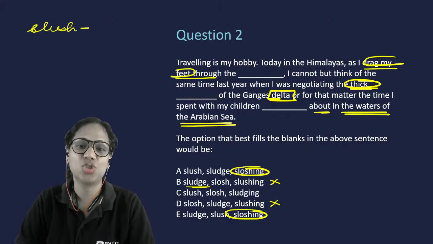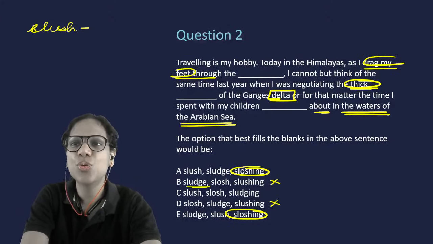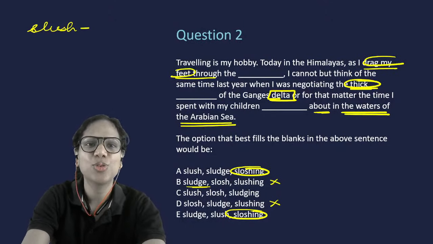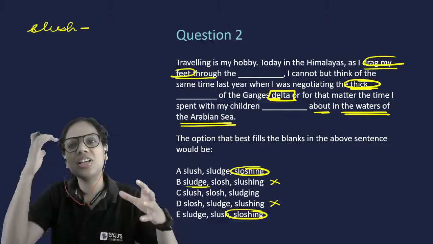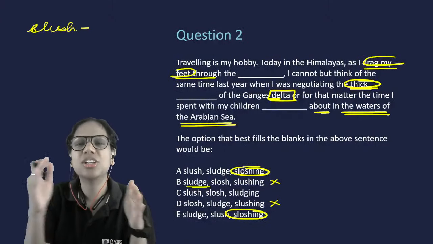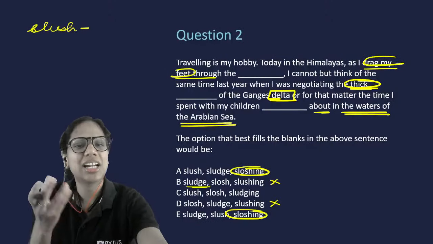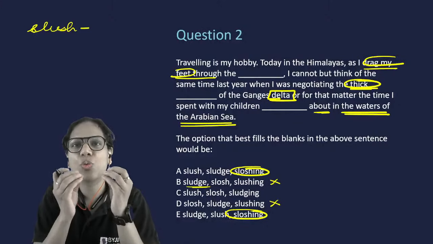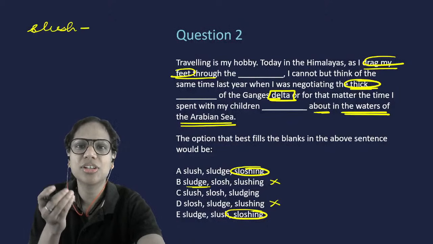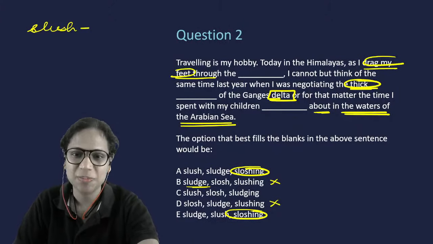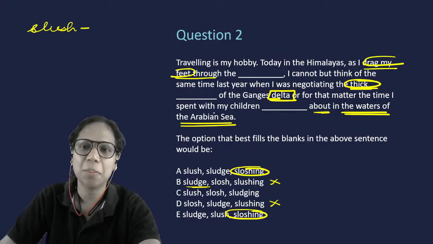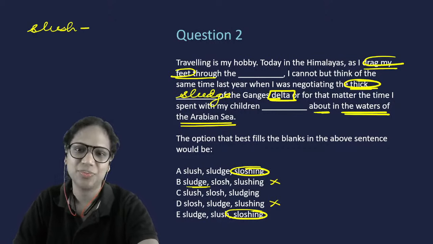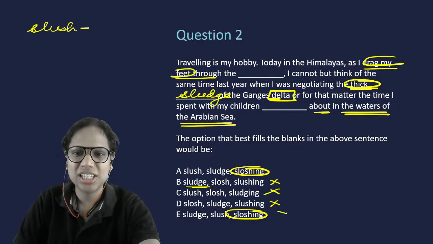Sludge. What is sludge? So here, this person is talking about a delta. So what is delta? If you know the concept of it, basically because of the joining of rivers, a triangular shape of mud is formed, right? That is called a delta. So this triangle contains wet mud, and such soft thick mud is called sludge. So sludge is soft thick mud, and because we are talking about a delta here, sludge is appropriate here. So this is eliminated, this is eliminated.